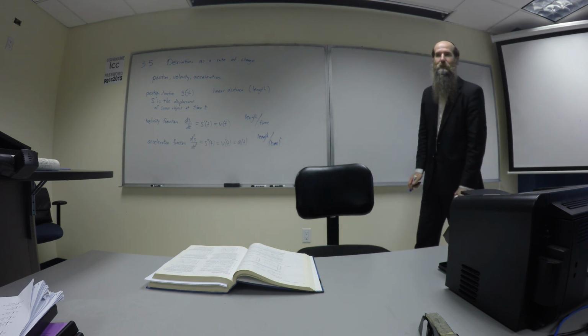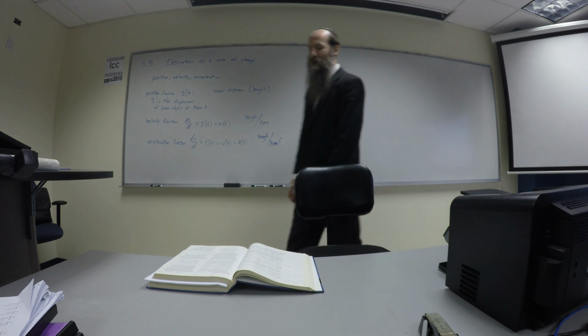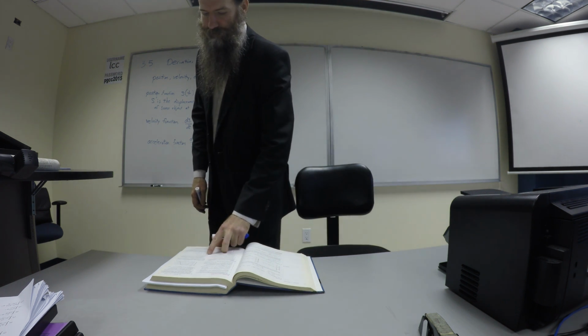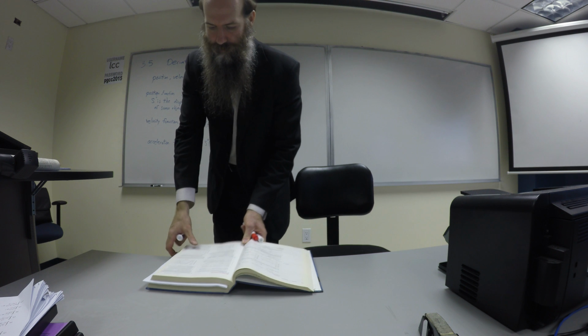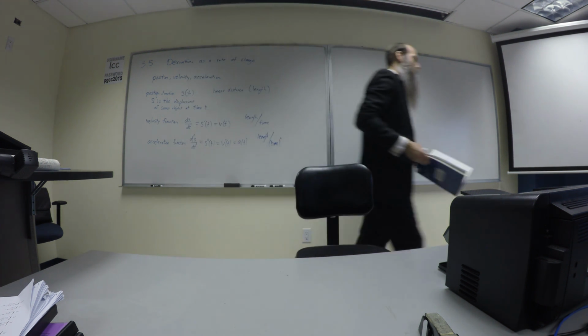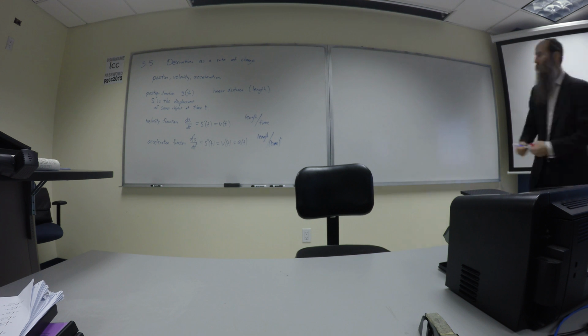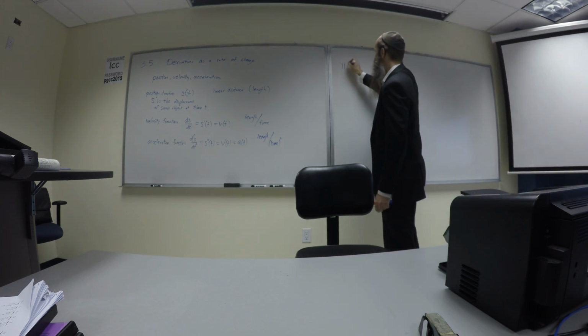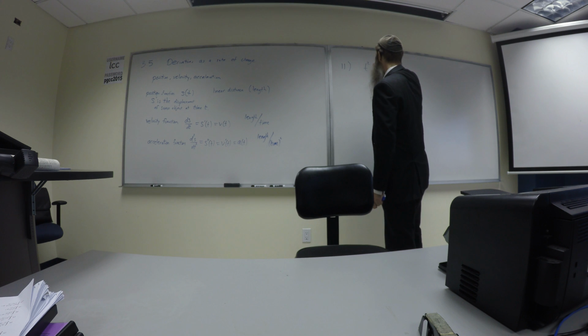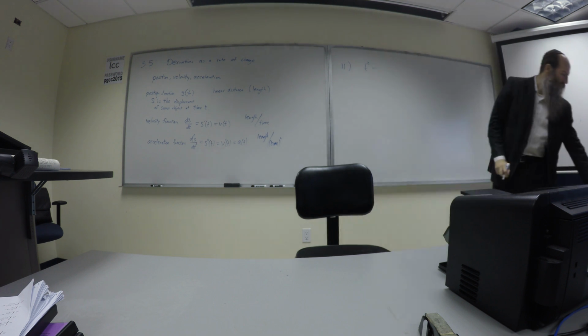Take the first problem then. These are pretty easy. 11 through 16. Most standard position, velocity, acceleration problem. We'll take number 11, the first one. 11. The function is t squared minus 4t.